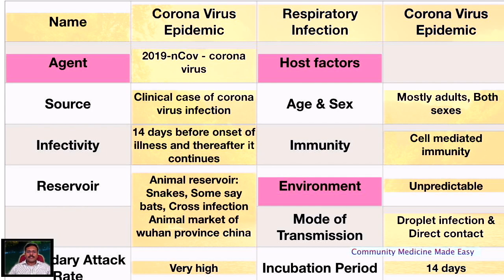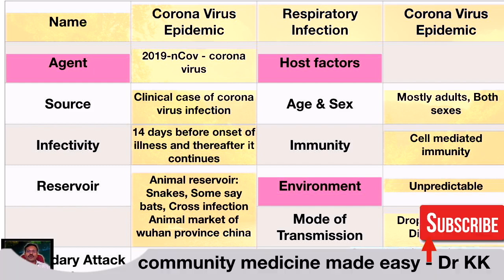If you see the agent factors in coronavirus, it is the 2019 nCoV. It is the name of this virus. It is 80% morphologically similar to the SARS virus which occurred in the year 2003 in China. It is very similar to it. What is the source of infection? It is the clinical case of coronavirus infection. And what is the infectivity? The infectivity is 14 days before the onset of illness and thereafter it continues.